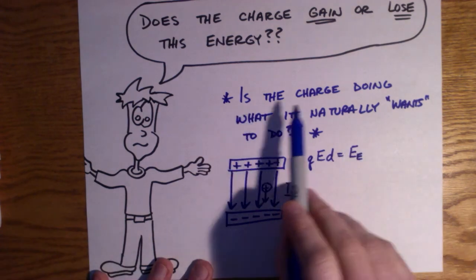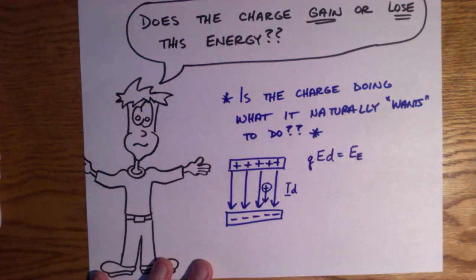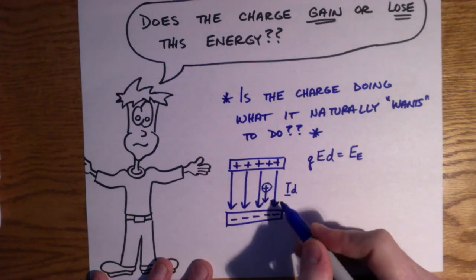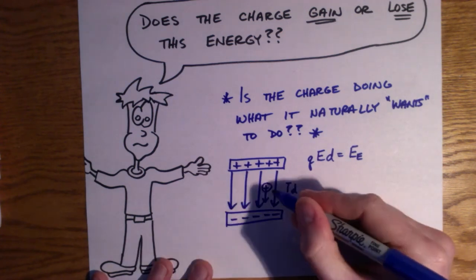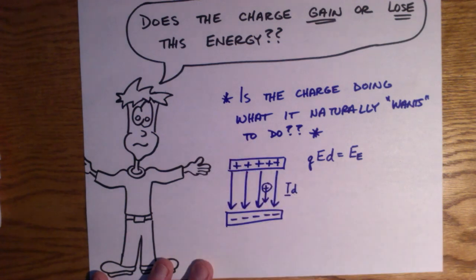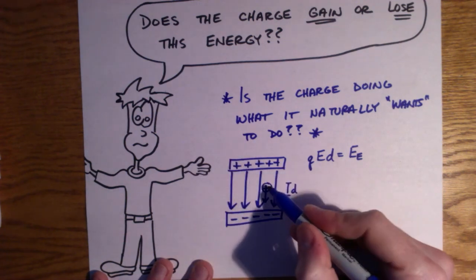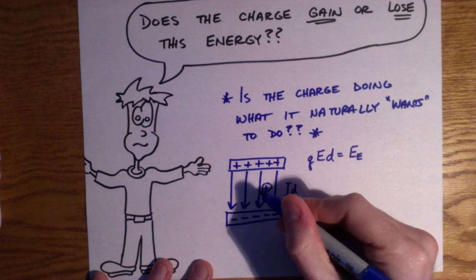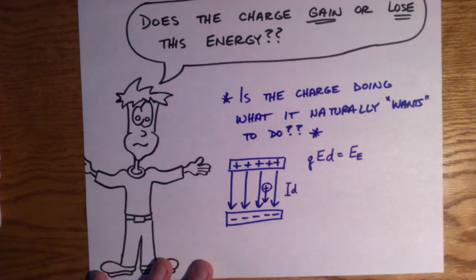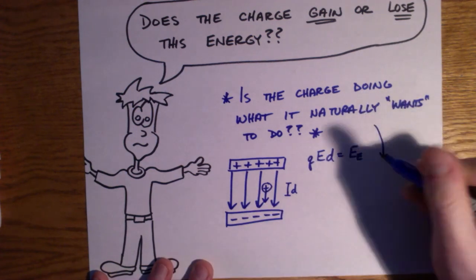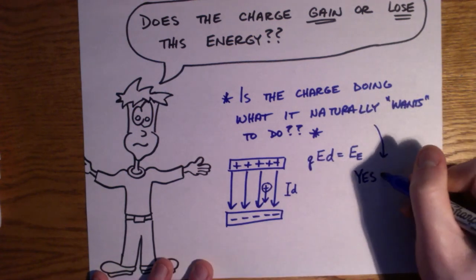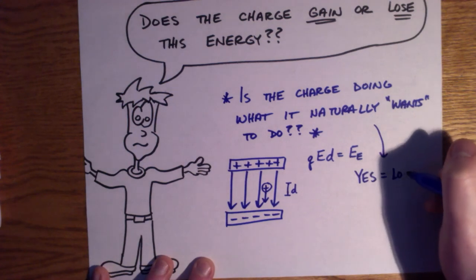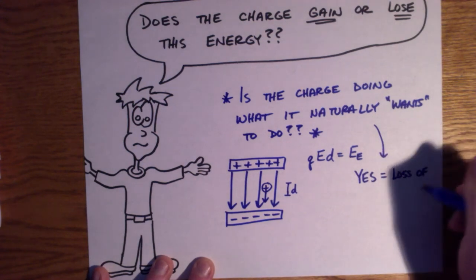And all you have to think is, is the charge doing what it naturally wants to do? Well, this is a positive charge, and it wants to be near a negative charge. I'm allowing this to do what it would like to do. Just like in a gravitational field, if I let a mass drop towards the ground, that's what it naturally wants to do. A mass that drops towards the ground, doing what it would like to do, loses gravitational potential energy. So if the answer to this question is yes, it is doing what it wants to do, then you have a net loss of energy. It's actually losing energy.